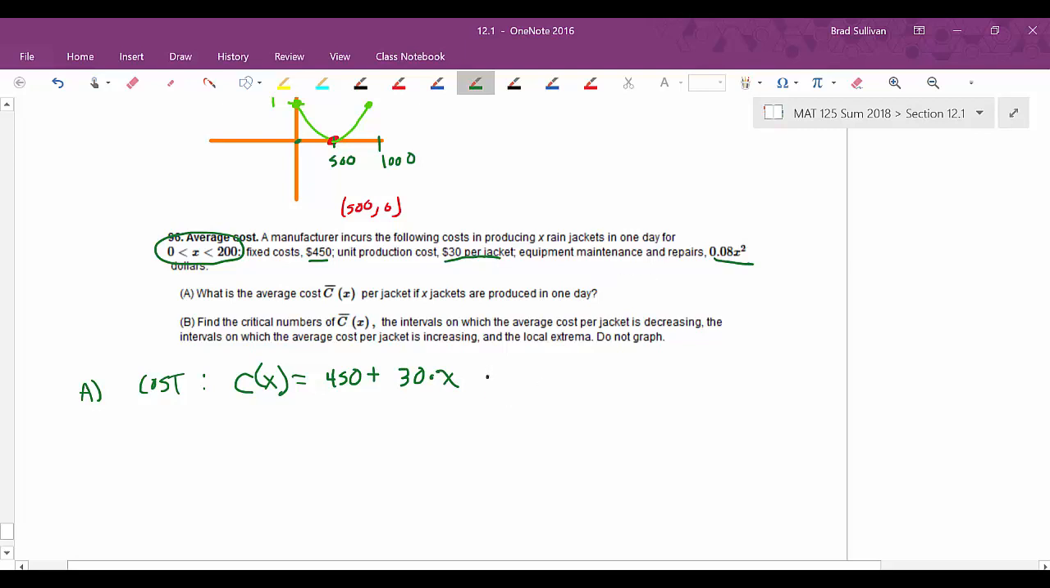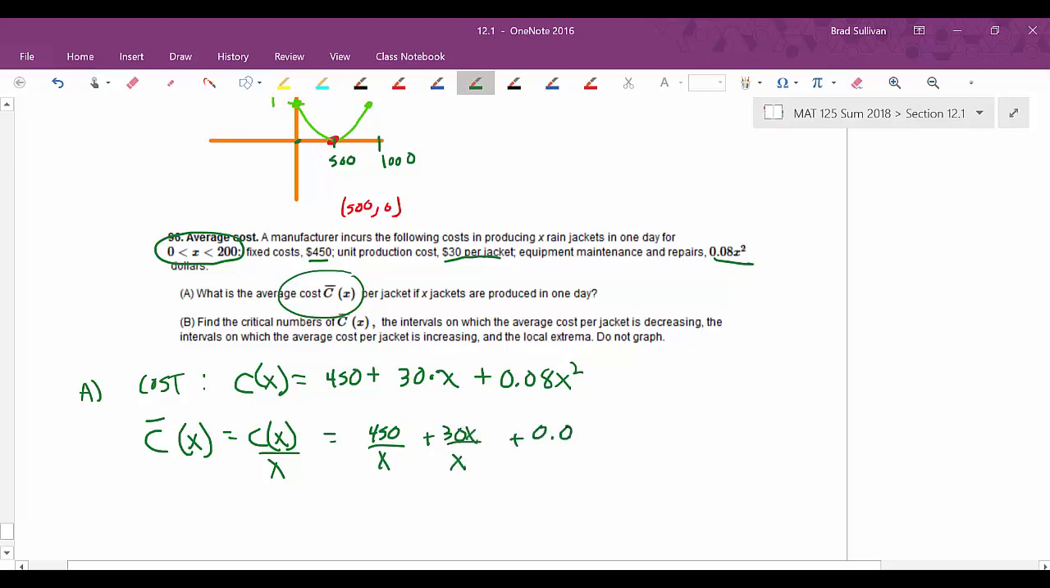And then the repairs, you would say, would be plus 0.08 x squared. So that's your cost function. Now you want to find the average cost function. Remember, the average cost function is found by taking the cost function and dividing by x. So we'd just have 450 over x plus 30x over x plus 0.08x squared over x.